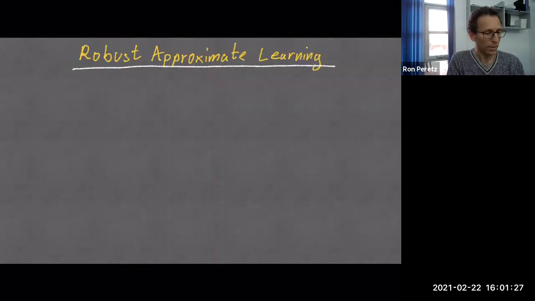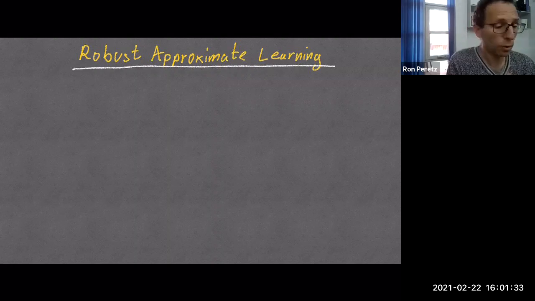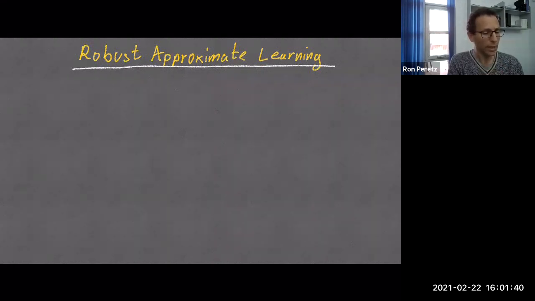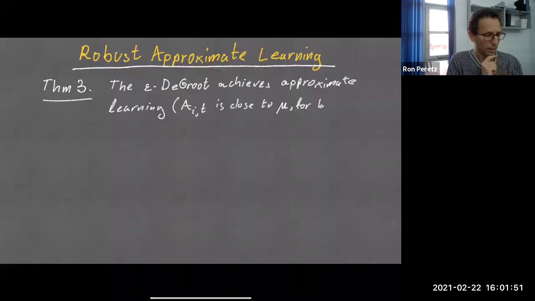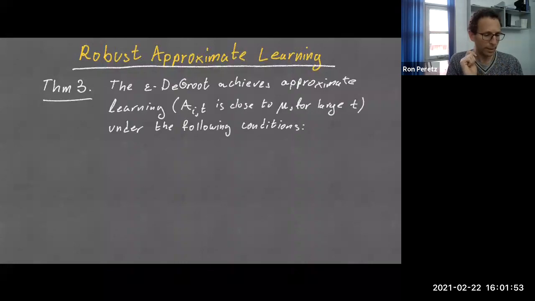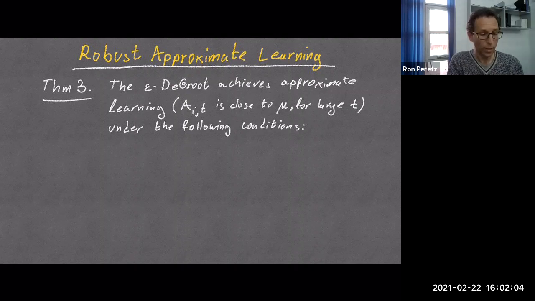Now, what is robust approximate learning? This is what we try to achieve. We want to achieve robust learning, something which is immune to bots and distorted monitoring. We cannot achieve learning, but we can achieve approximate learning. So this is our third theorem, our main theorem. The epsilon DeGroot dynamics achieves approximate learning. That is, A_T is close to the true state of the world for large enough T.